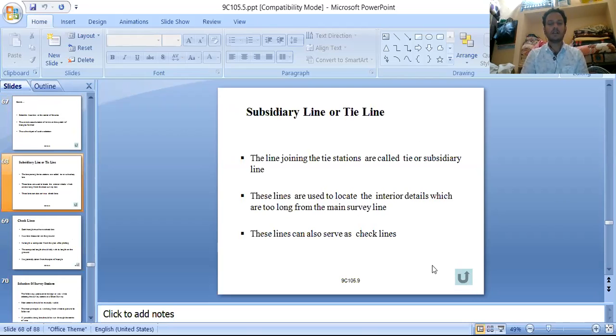Subsidiary line or tie line. The line joining the tie stations is called a subsidiary line or tie line. These lines are used to locate the interior details which are too far from the main survey line. These lines can also serve as check lines.